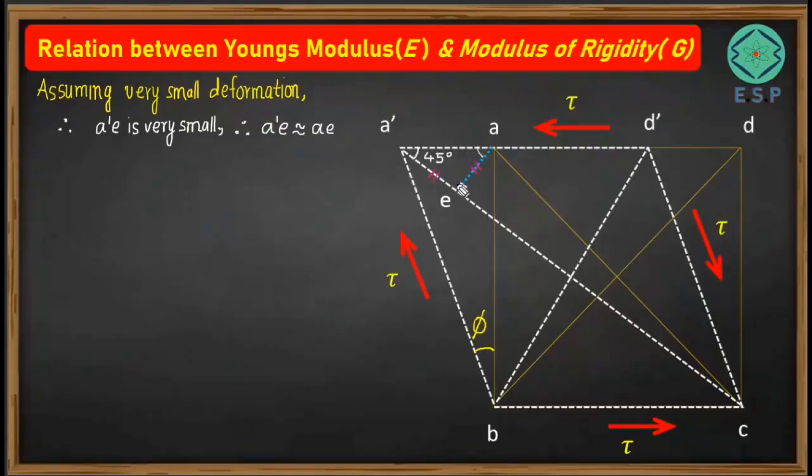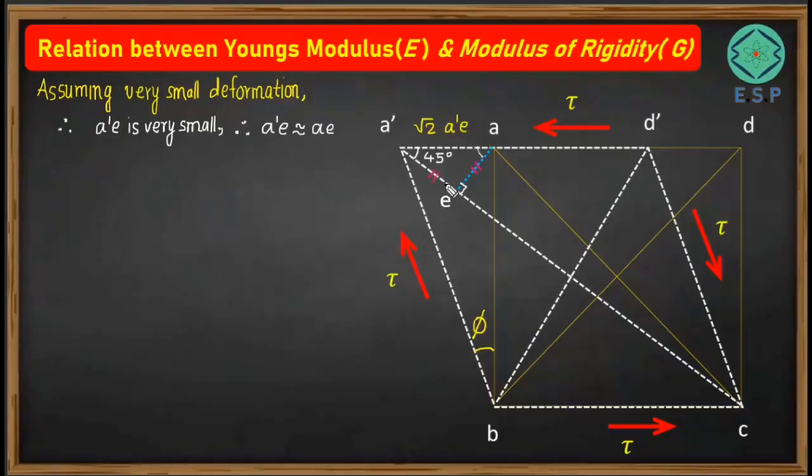Now, from basic geometry, we can easily write down that this side, that is A dash A, is going to be root 2 times A dash E. That's very simple because these two sides are equal, because these two angles are equal, right? So if I use Pythagoras theorem, I can easily prove that this A dash A will be root 2 times A dash E.